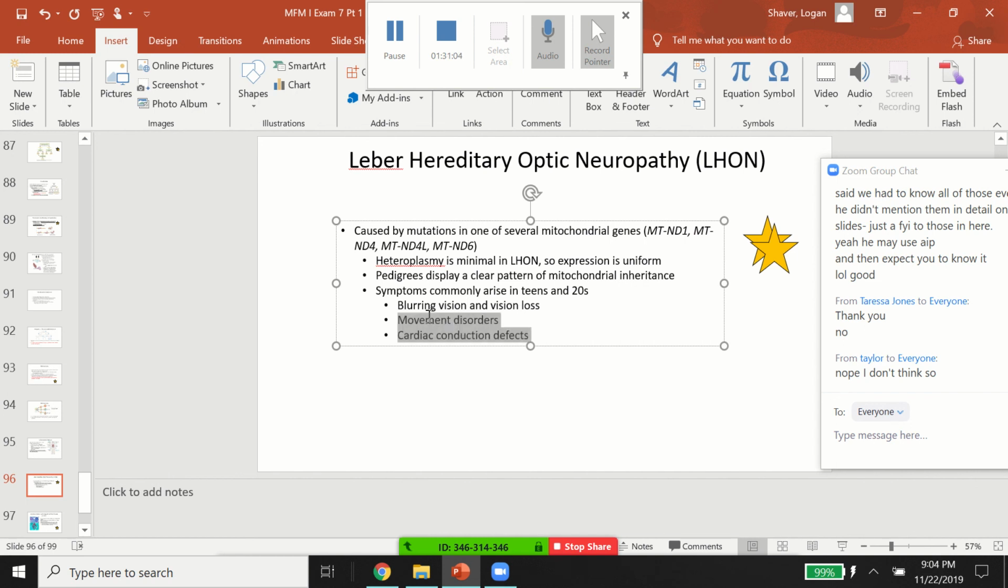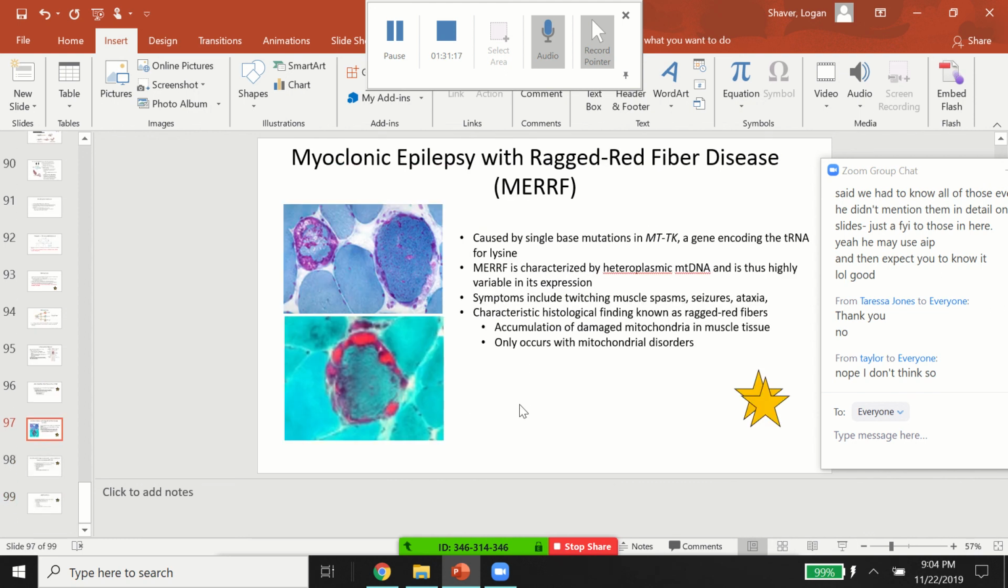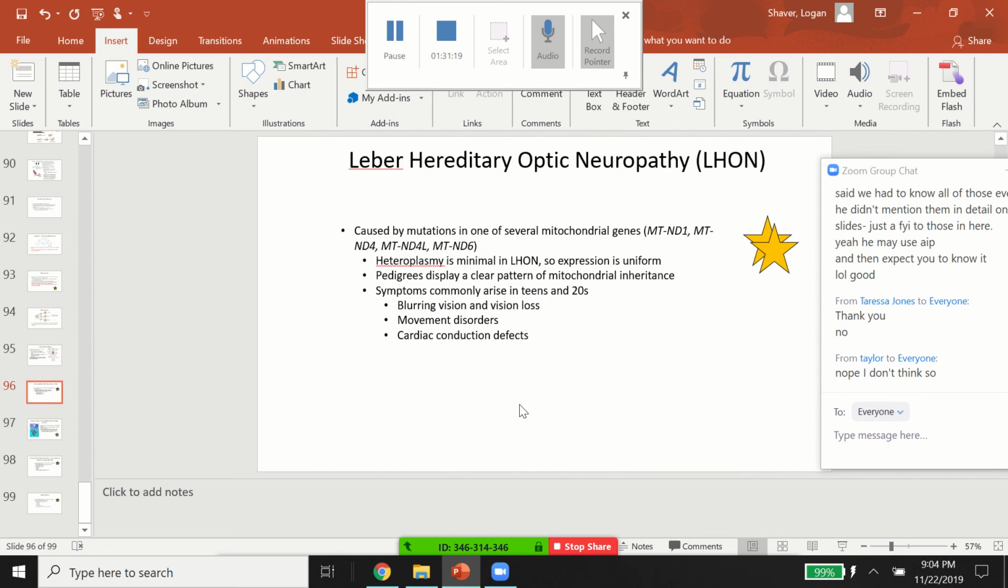Anyway, so what kind of symptoms arise with that? You're going to have blurry vision, vision loss. It's going to be a movement disorder of some sort. Also, you're going to have cardiac conduction defects. So once again, between all these different diseases that we're going over in this category, make sure you just kind of know what makes it different from other ones.